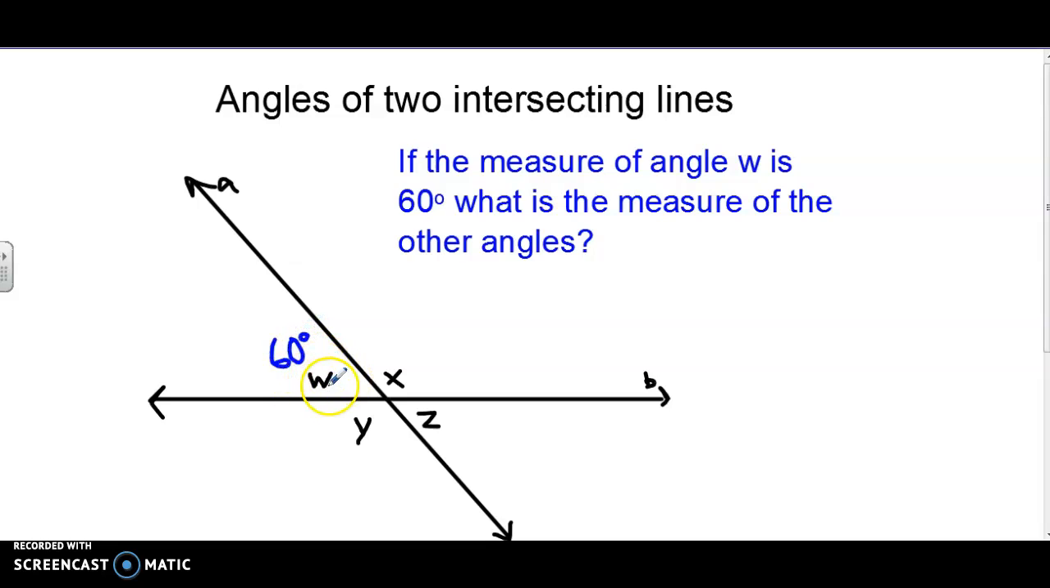So if W is 60 degrees, there's a special relationship between W and X, and there's also a special relationship between W and Y and W and Z that can tell us what the other angles are. I'll start off talking about W and Z. W and Z are straight across from each other right here. When you have two angles that are straight across from each other, if you have two intersecting lines, that's called vertical angles. Okay, so angle W and angle Z are vertical angles.